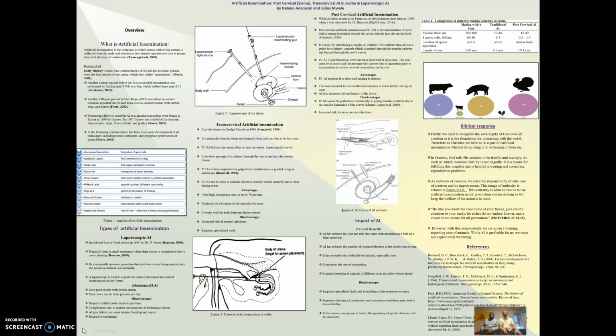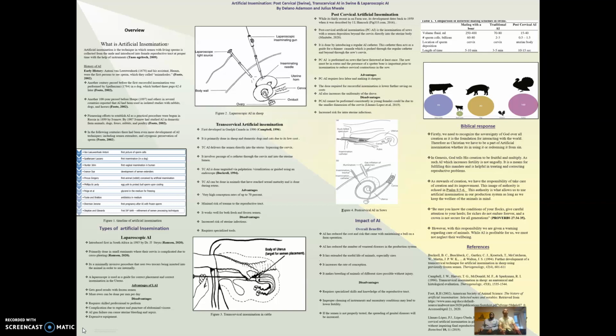So how is it done? It is done by first introducing a catheter through the vulva, through the vagina, and you guide it through the cervix of the animal. After that, there is an insemination tube inside this catheter. So the insemination tube is guided through the catheter and into the uterine body, and that's where you deposit the semen.